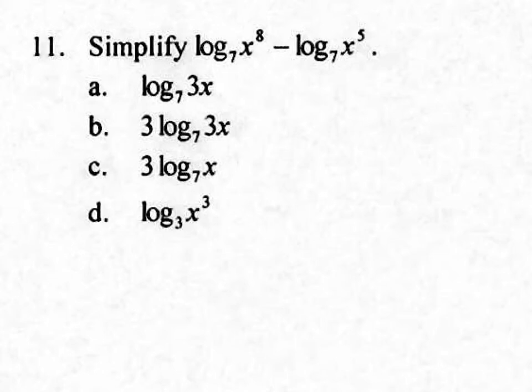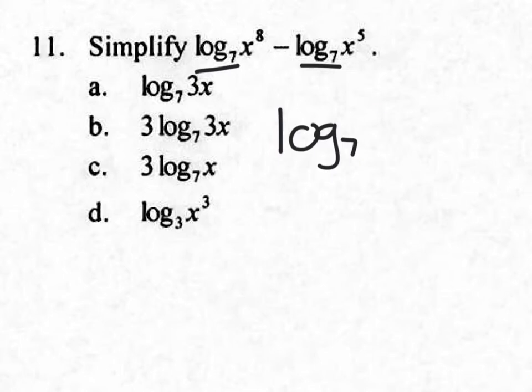And we are going to be condensing, once again. So what we're going to do is take this log base 7 and that log base 7 and write them together as one single log base 7. And what do I do with the x to the 8th and the x to the 5th? Well, because it's a minus, I need to put them as a fraction.